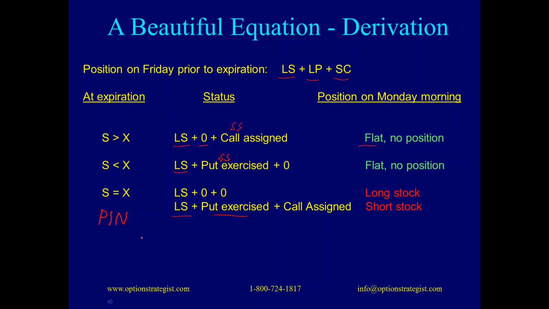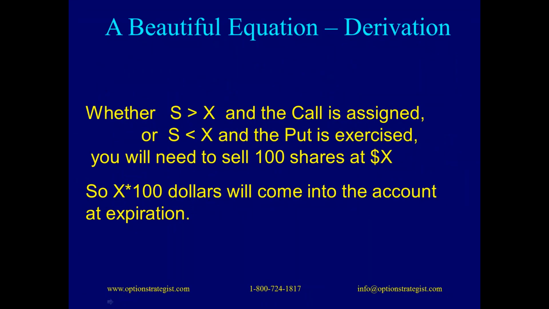All right, but we're looking at the situation where the stock is either greater than the strike or less than the strike, because this one we would get out of before the actual expiration. So whether the stock is greater than the strike and the call is assigned, or the stock is less than the strike and the put is exercised, you'll need to sell 100 shares of stock, and that's going to be at the strike price, which is X. So we're going to have X times $100 coming into the account at expiration. I hope that makes sense.